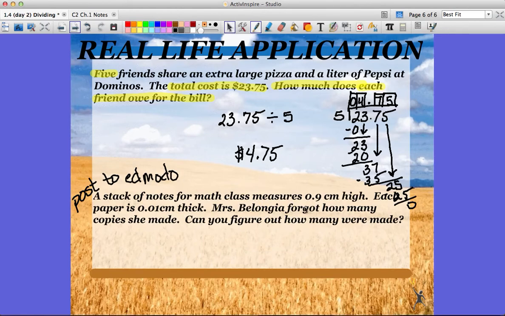Right, so here's your problem for Edmodo. Please read it, highlight the important information, and I want you to give me your expression. So this is one part of it, and then your answer is the second part of it. Make sure to show all of your work in your notebook, so that way if you have a question or if you have an incorrect answer, we can go over it in class tomorrow. As always, if you have any questions, please post them to Edmodo so we can go over them in class tomorrow.